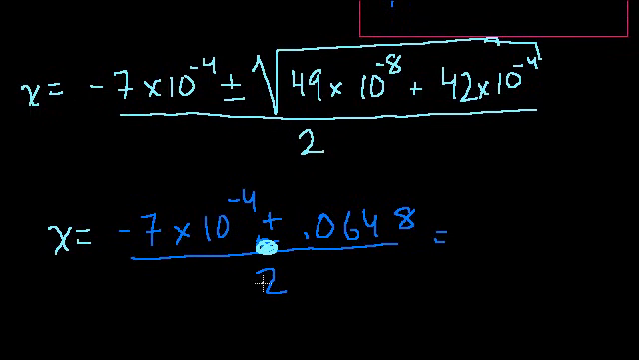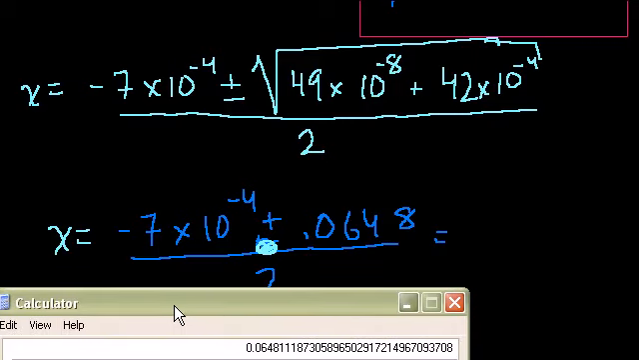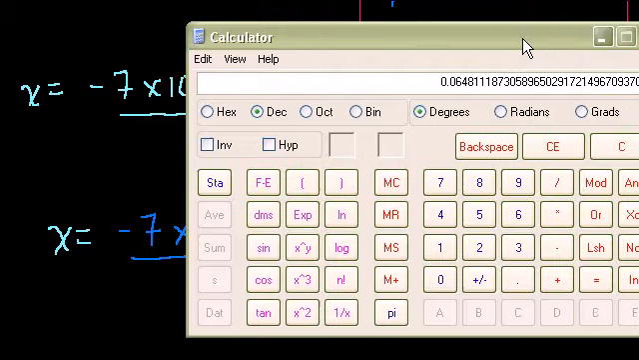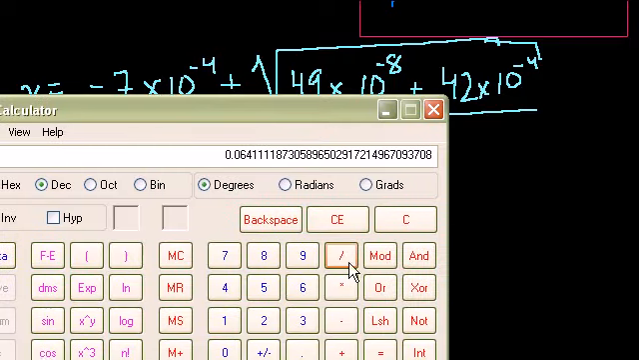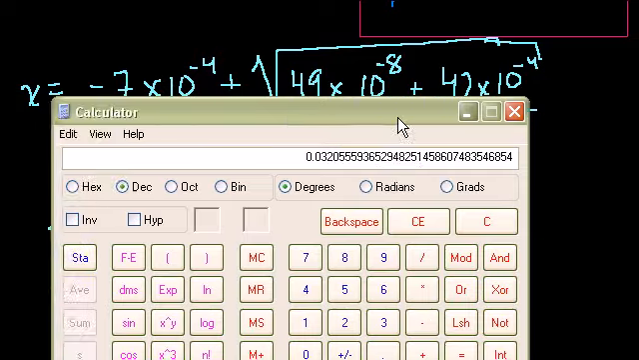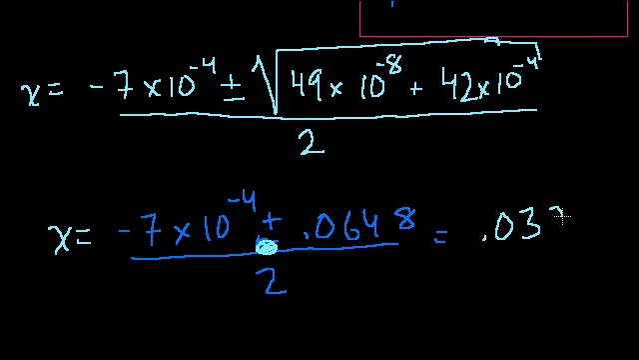So let's just do our math. We take this and we subtract that. So we have minus 7e negative 4 is equal to that, and then we have to divide by 2. Divided by 2 is equal to 0.032. And remember, this is our hydrogen concentration.